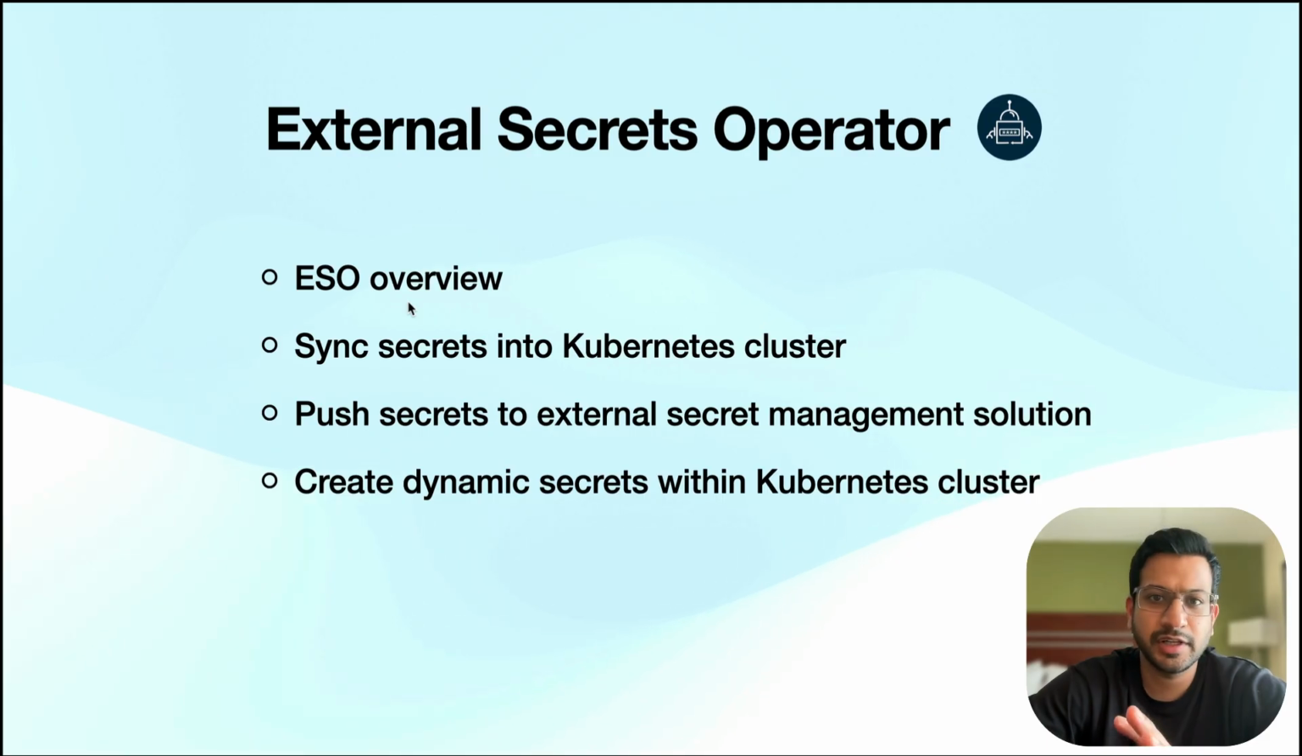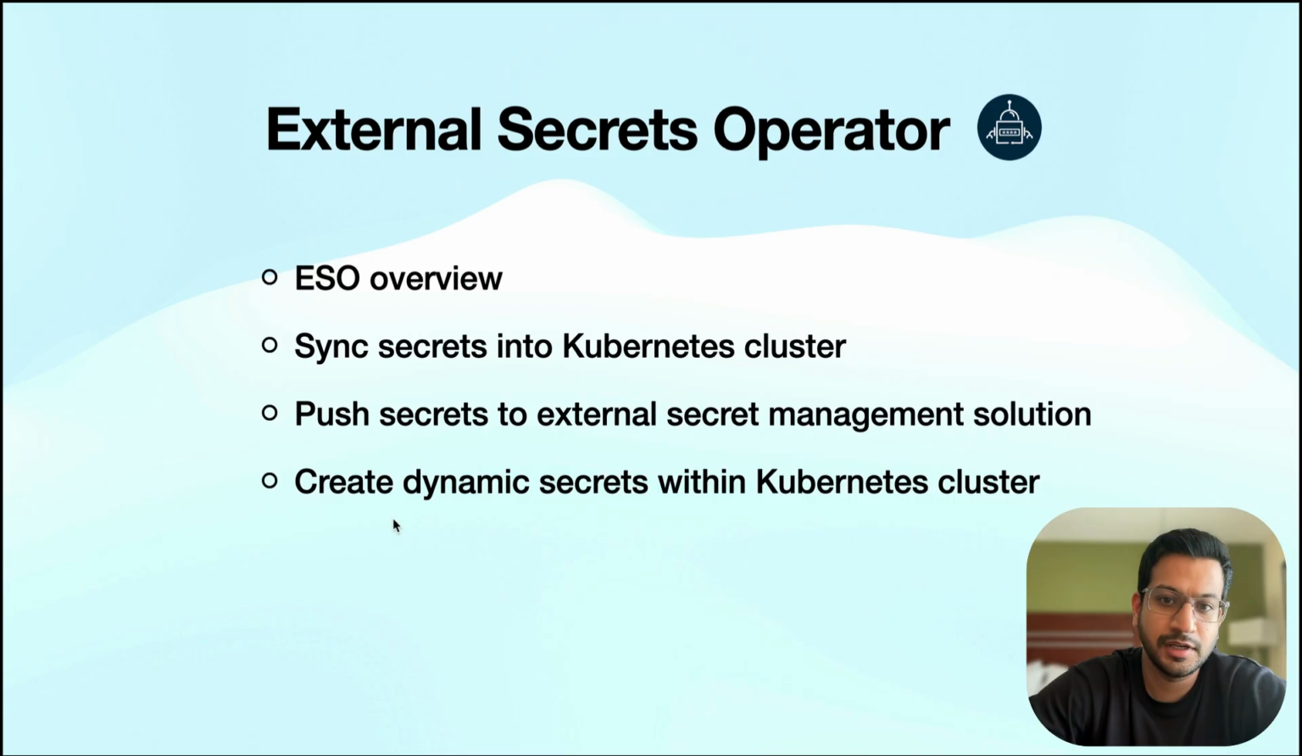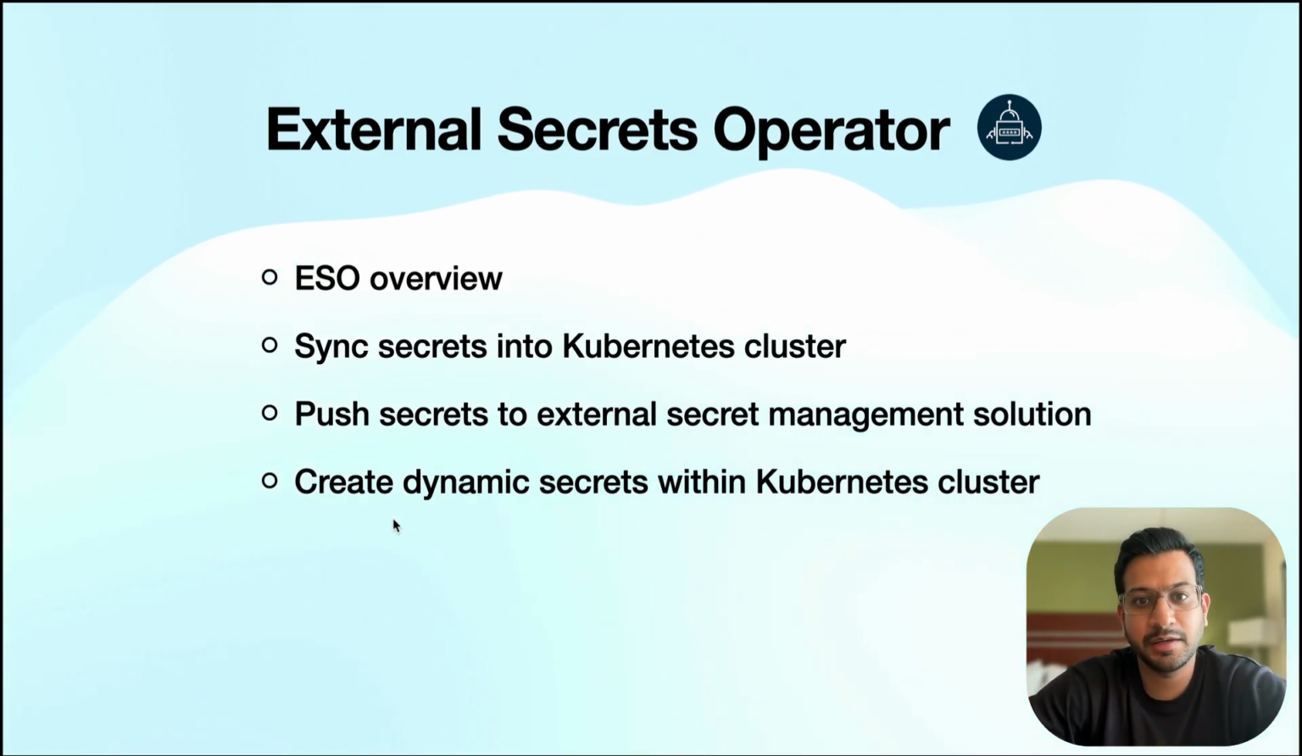First, we'll get a general idea of how ESO works. And then we'll look at the most common use case, which is how to pull your secrets from external systems into Kubernetes. After that, we'll see how you can push native Kubernetes secrets to your external secret solution. And finally, we'll wrap up with generators that can dynamically create new sets of secret values.